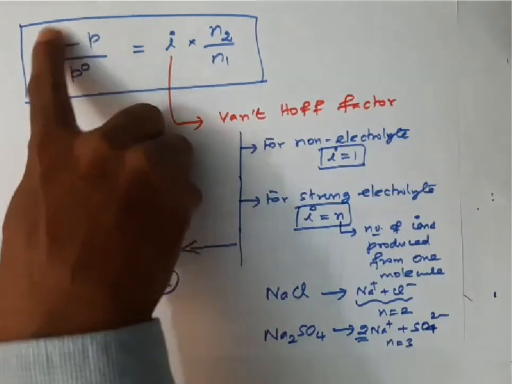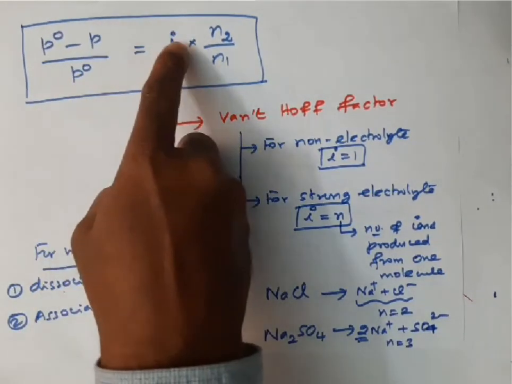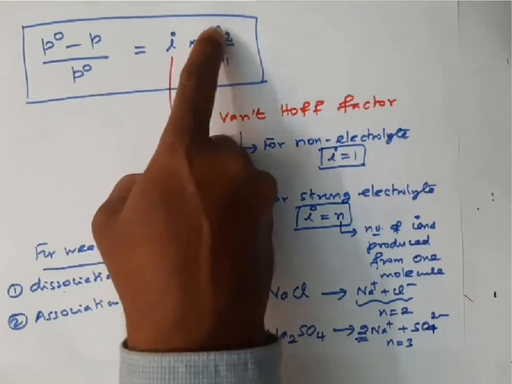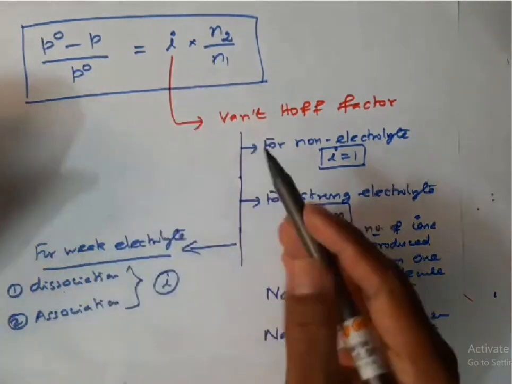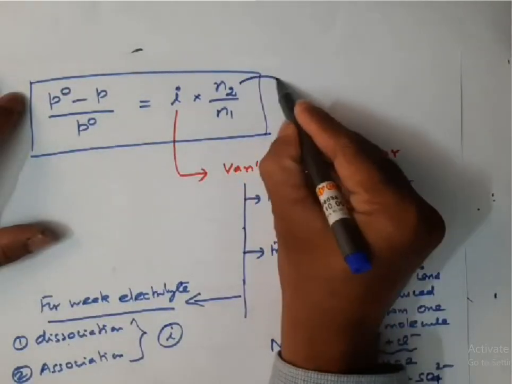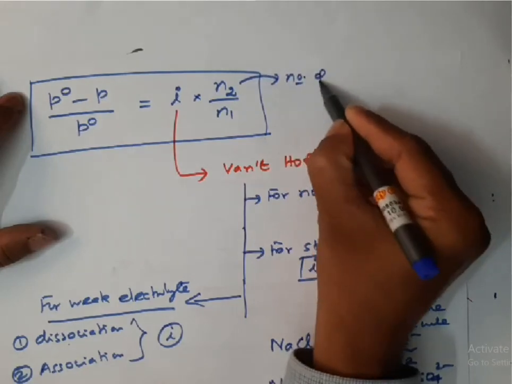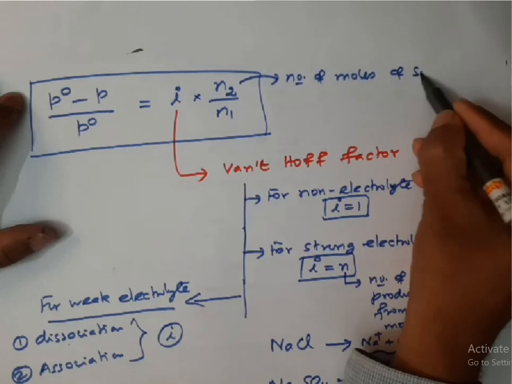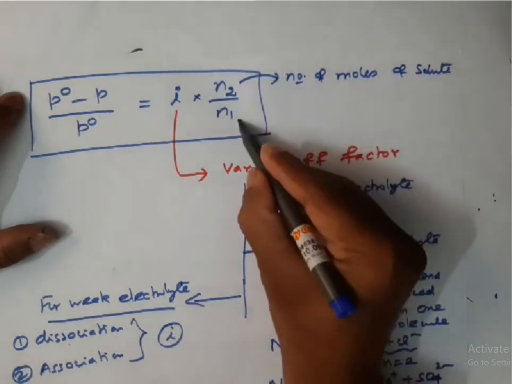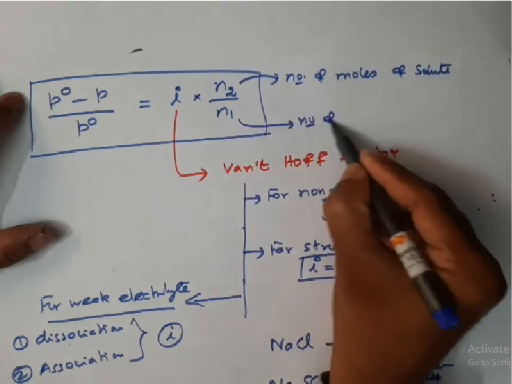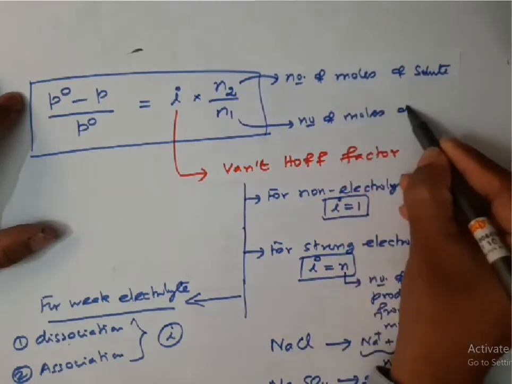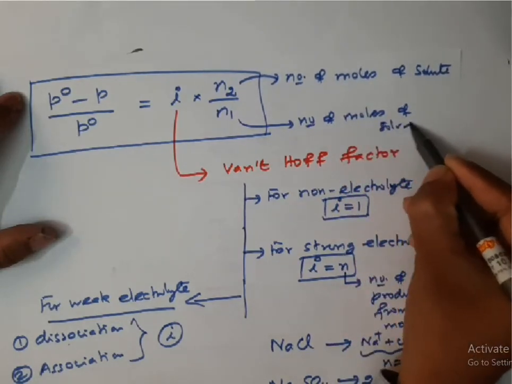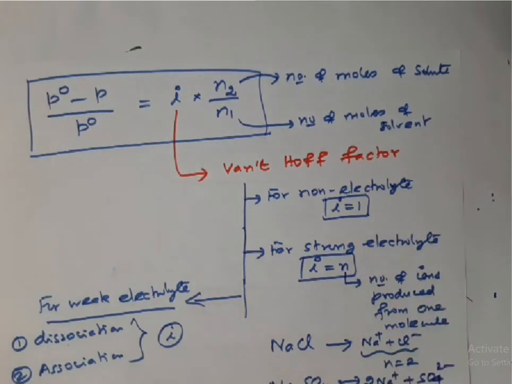This is very important. Relative lowering of vapor pressure is equal to Van 't Hoff factor i into n2 by n1. Students, remember here, which is very important. What is n2 here? n2 is the number of moles of solute. What is n1 here? n1 is the number of moles of solvent. Keep this in mind. Very important. Take down.